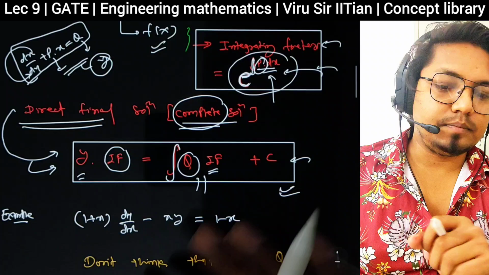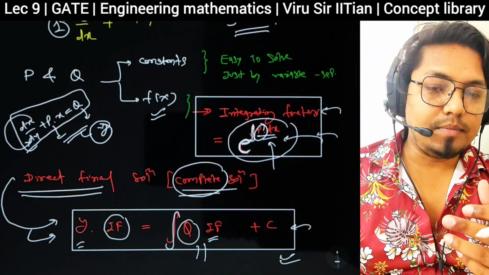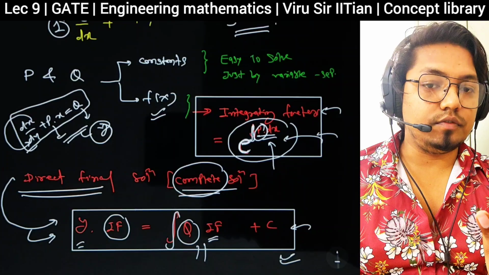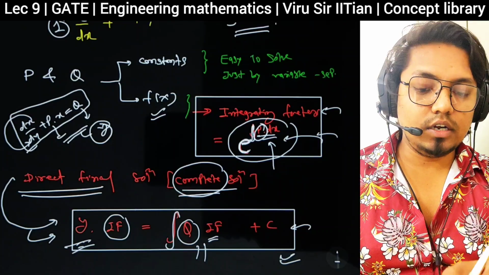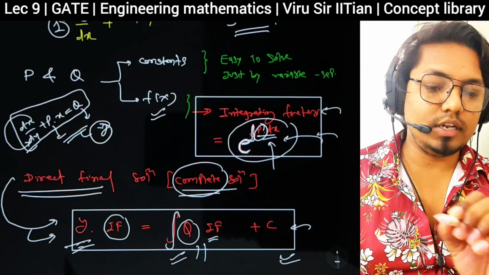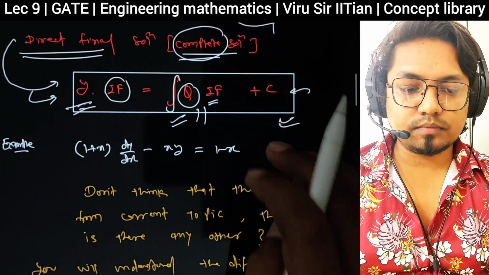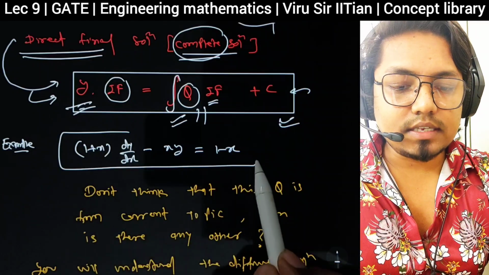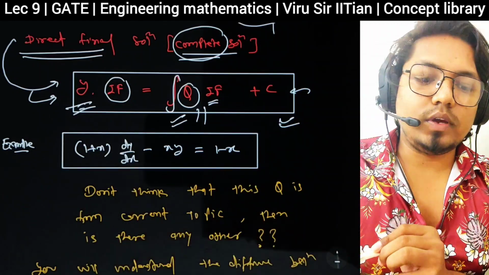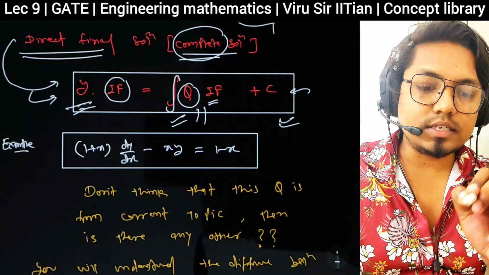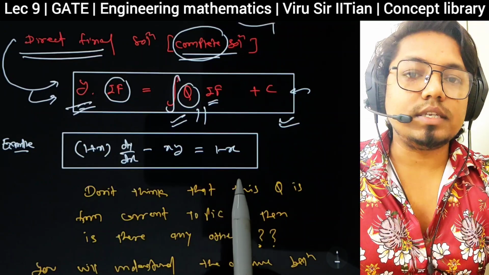So there is a trick you can remember: y IF, Q IF. Remember, on the left side there is no integration sign; you leave the left side as it is. On the right side, one more integration you have to do. So let's see one example. (1 plus x) dy by dx minus xy is equal to 1 minus x.